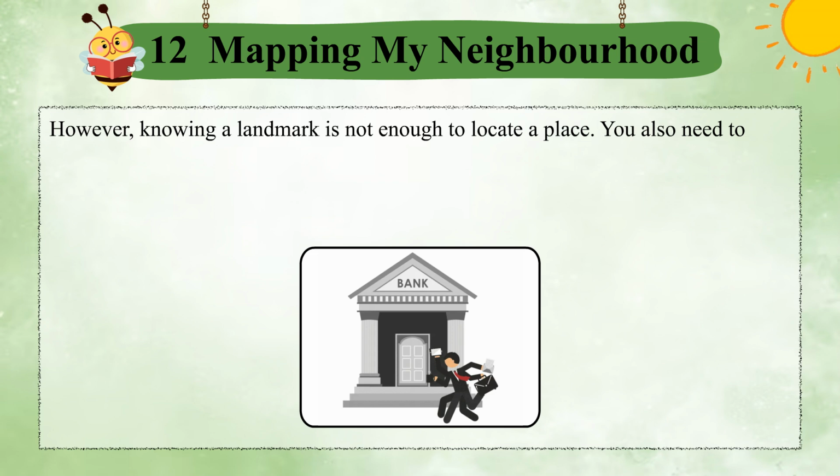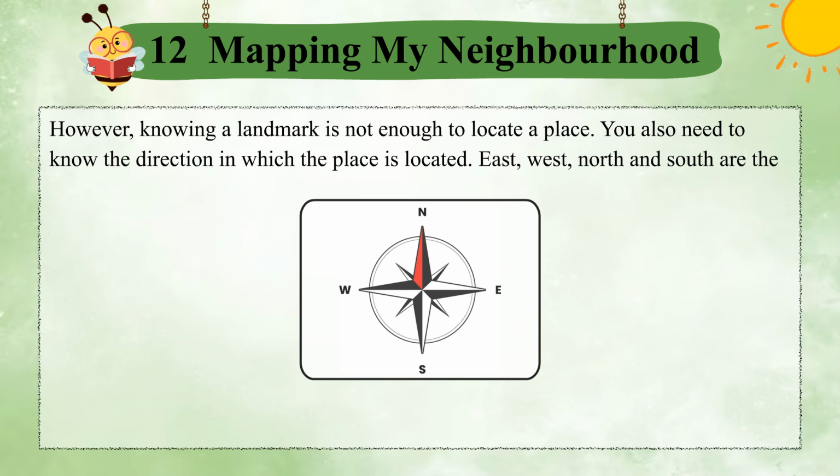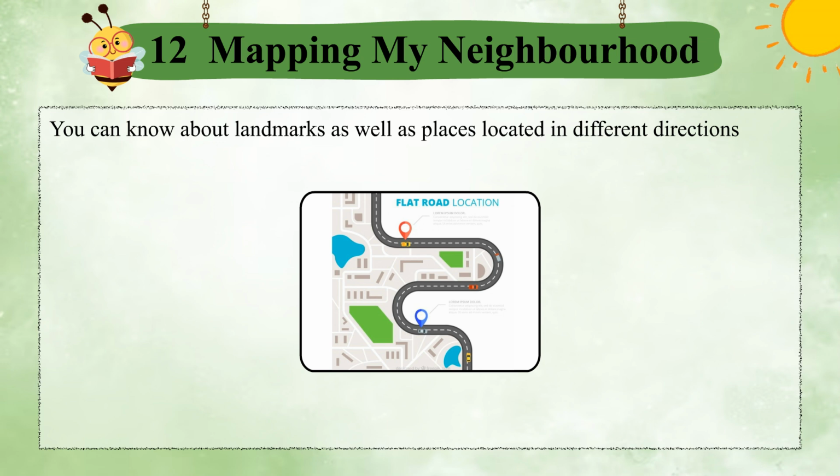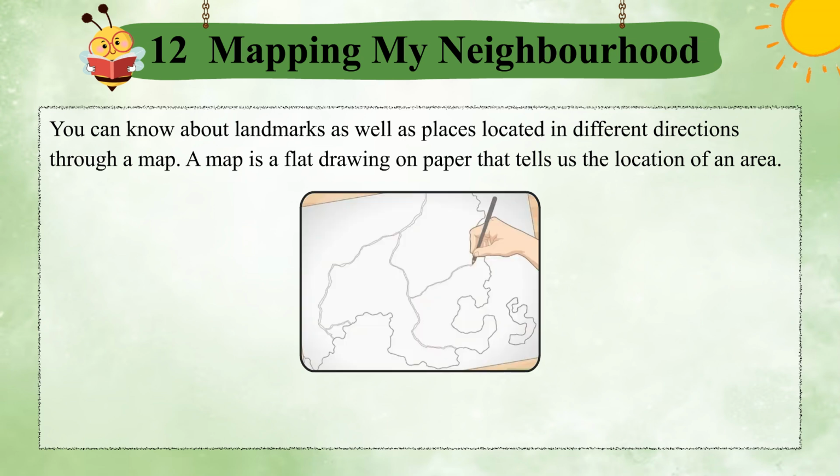However, knowing a landmark is not enough to locate a place. You also need to know the direction in which the place is located. East, west, north and south are the four main directions. You can know about landmarks as well as places located in different directions through a map. A map is a flat drawing on paper that tells us the location of an area.